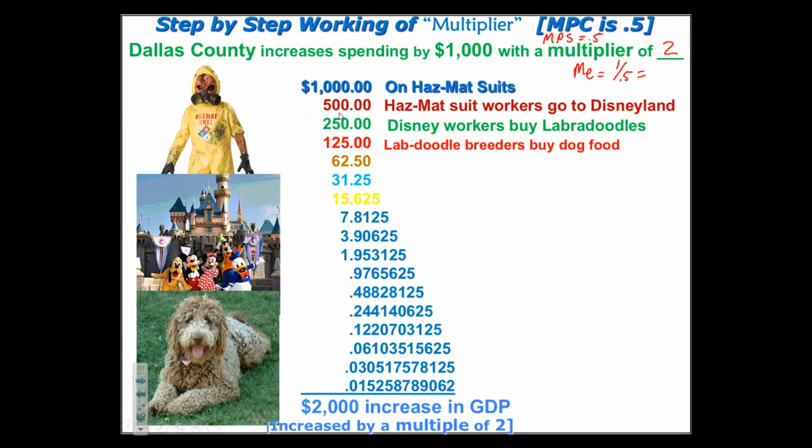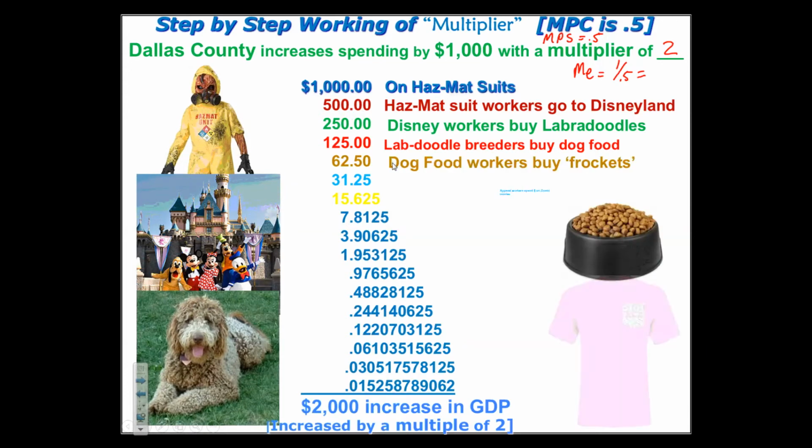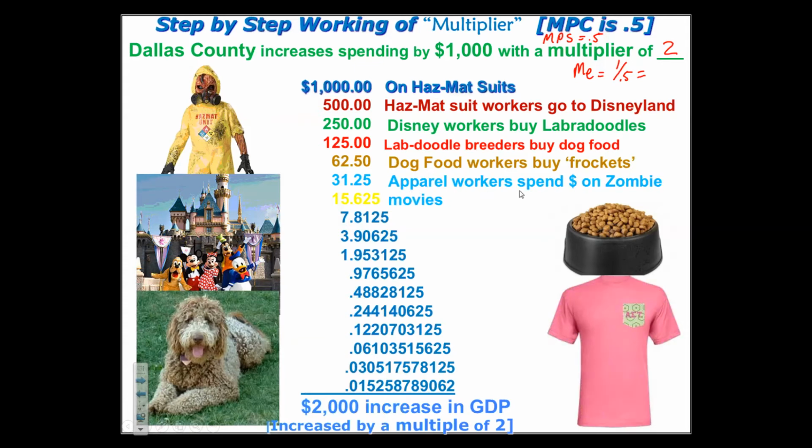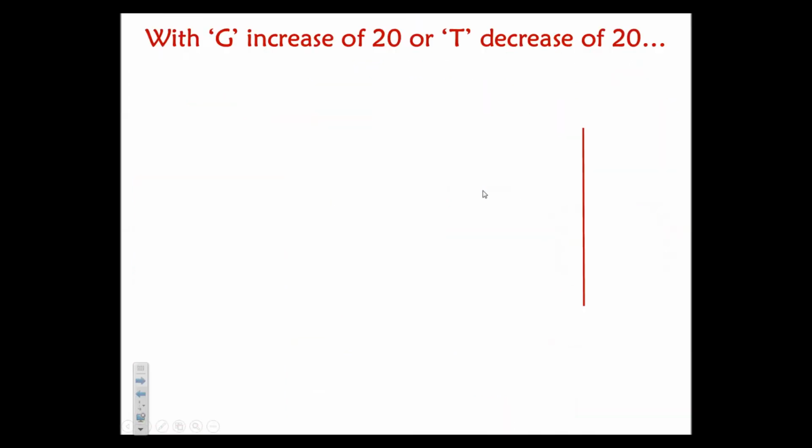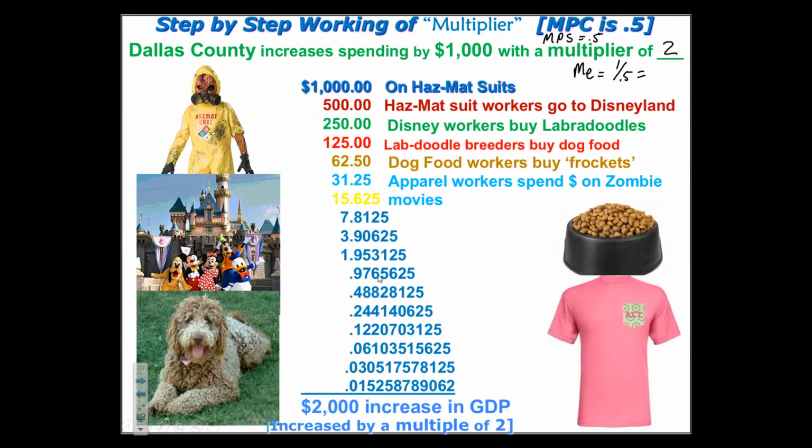Okay? The Labradoodle breeders are going to buy dog food. The dog food workers, they buy Frockets. The apparel workers spend money on zombie movies. And it just continues on and on and on until finally you have a fraction of a penny being spent. The whole thing adds up, though, to $2,000. So GDP increases by $2,000 when Dallas County spent $1,000.